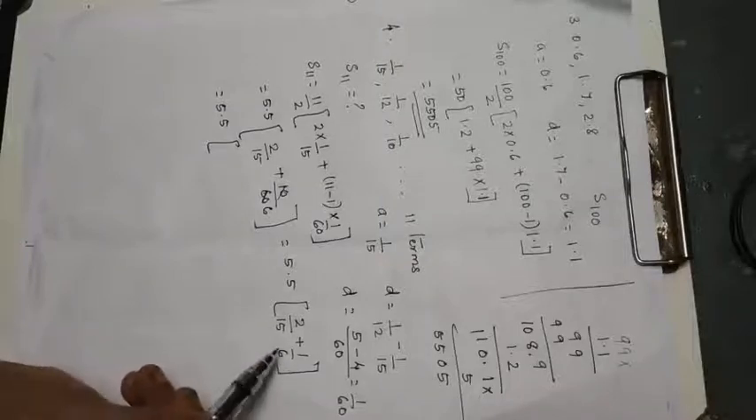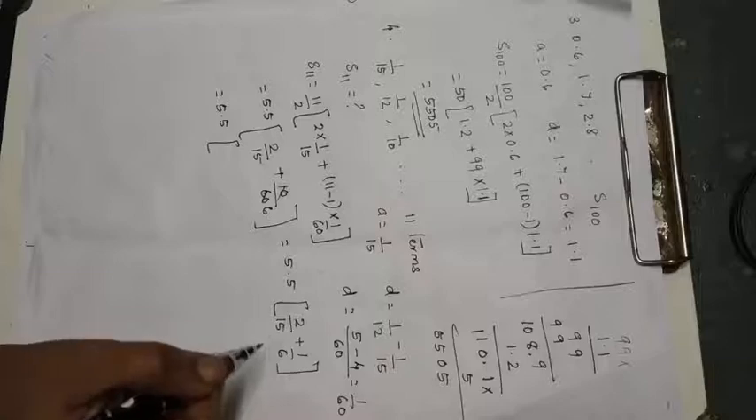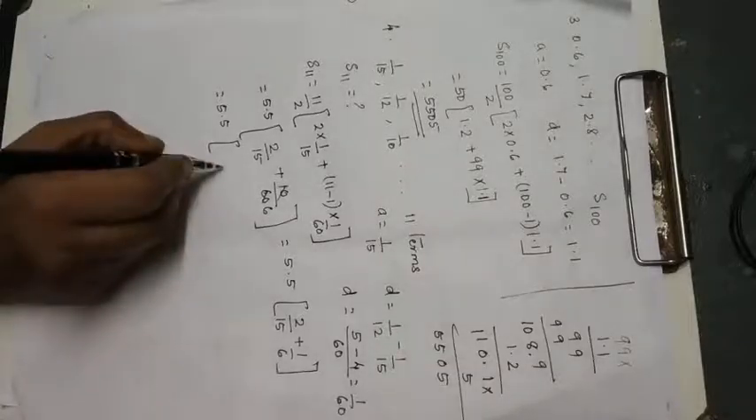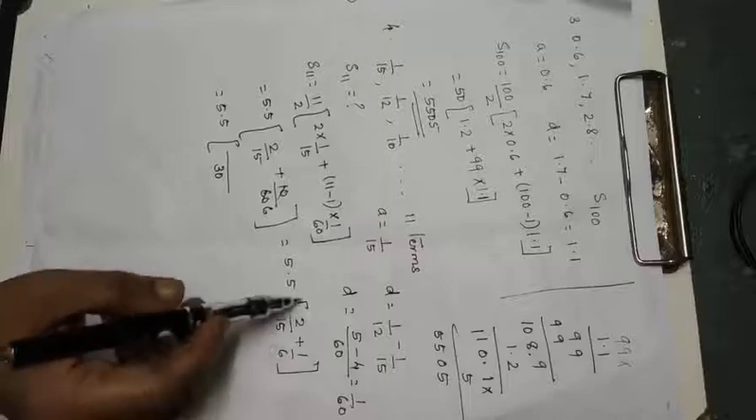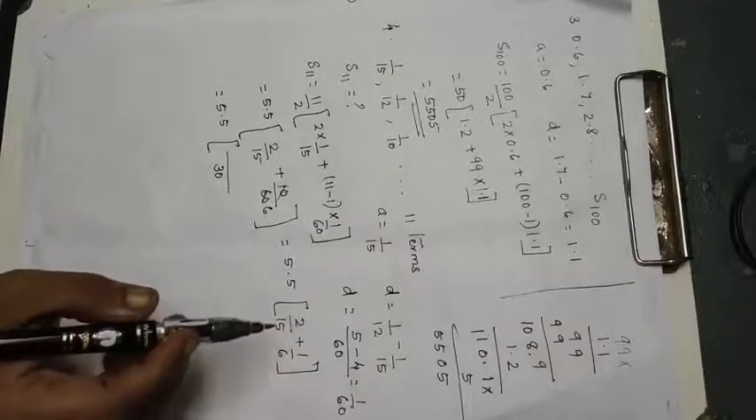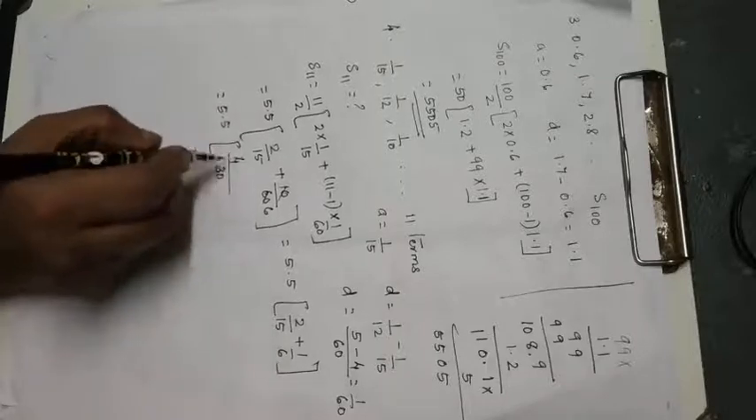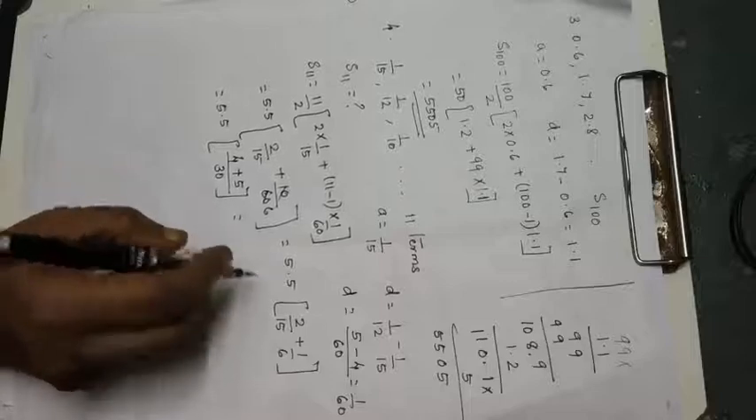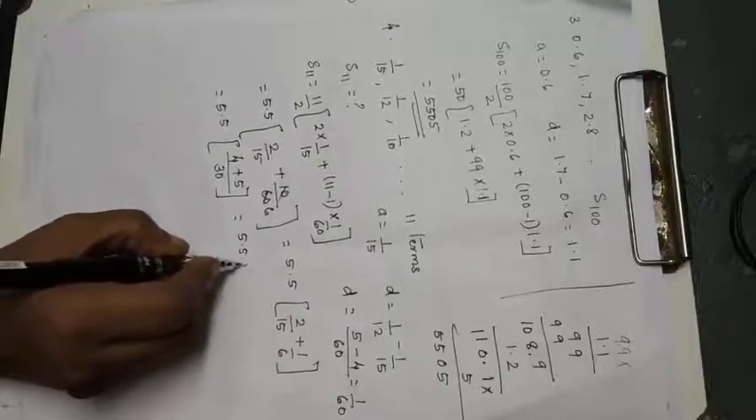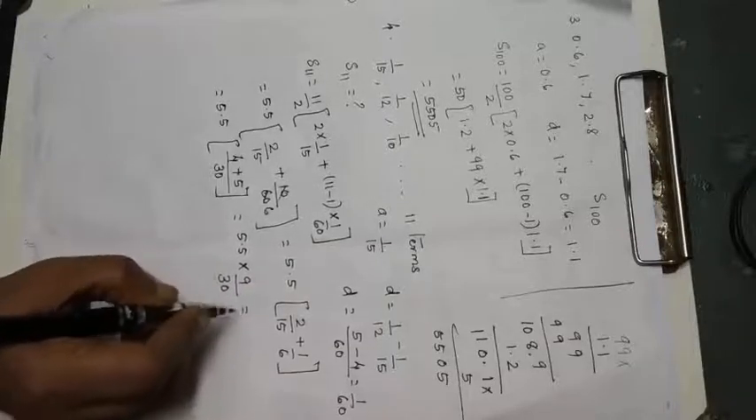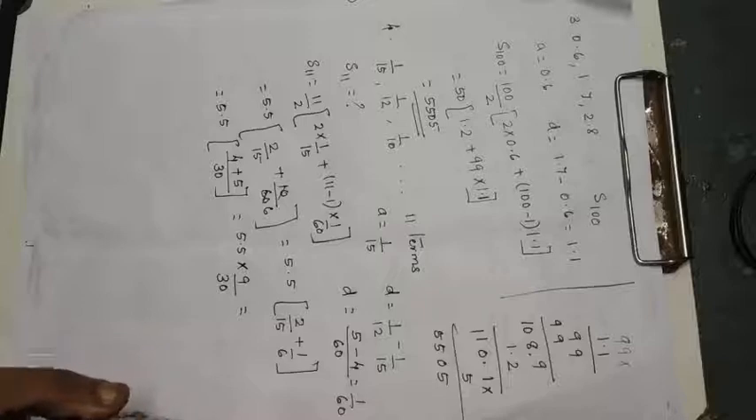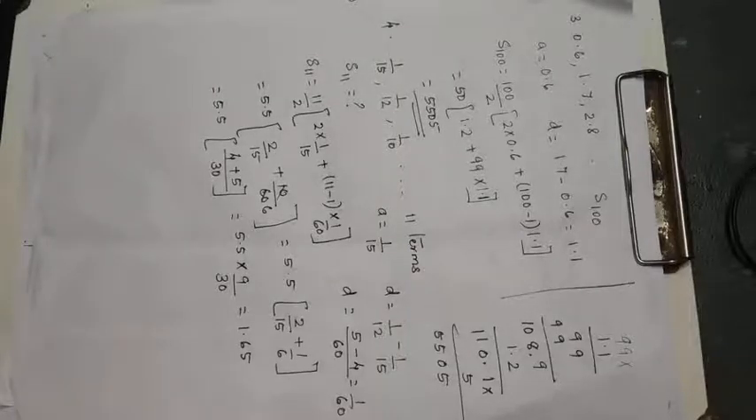By 15, otherwise take LCM. 15 and 6, LCM is 30 you will get. 30, then 2, here 5. So answer will be... answer is 1.65.